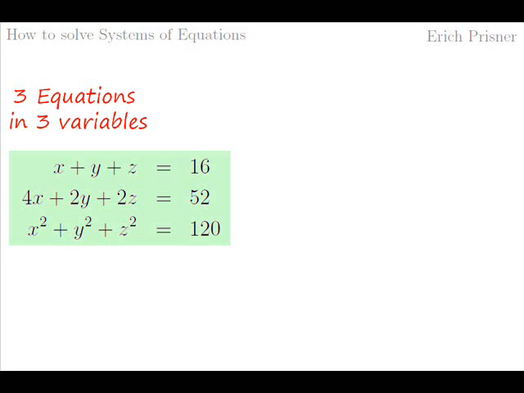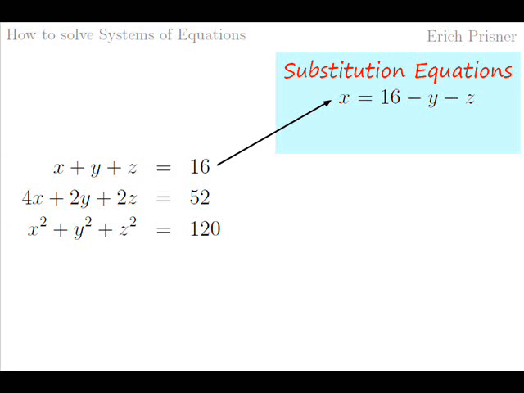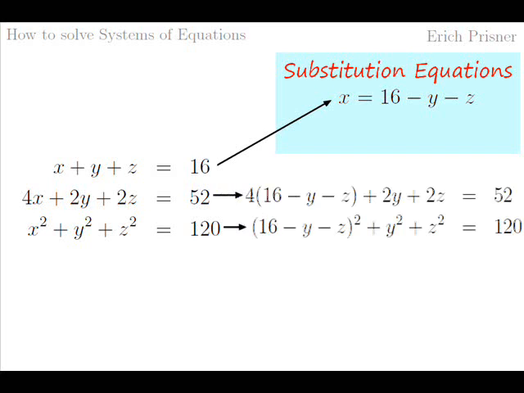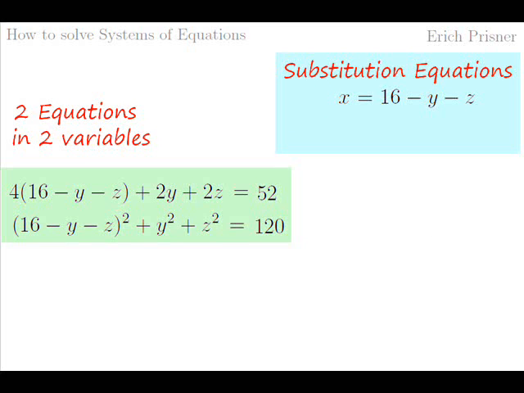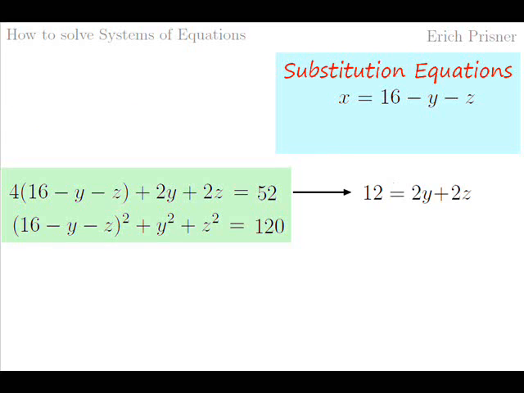In our example, we solve equation 1 for x, get our first substitution equation, x equals 16 minus y minus z, and substitute x in equations 2 and 3 by 16 minus y minus z. So we get 4 times (16 minus y minus z) plus 2y plus 2z equals 52, and (16 minus y minus z) squared plus y squared plus z squared equals 120. The first of the two remaining equations can be simplified to 12 equals 2y plus 2z and can be solved for y. We get the second substitution equation, y equals 6 minus z.